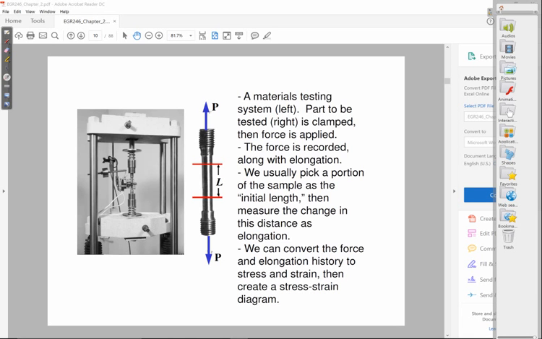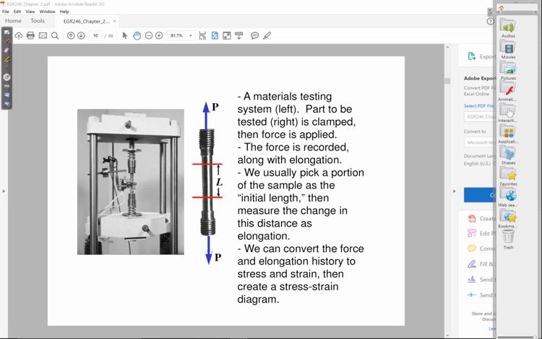And then the way this works is you start pulling. You start moving that bottom platform down to do a tension test, and you move it up to do a compression test. As you start moving it, there's usually a force gauge attached to this. It starts measuring the amount of force being applied as that piece is pulled. And then there's a machine or some kind of instrument to measure the length.